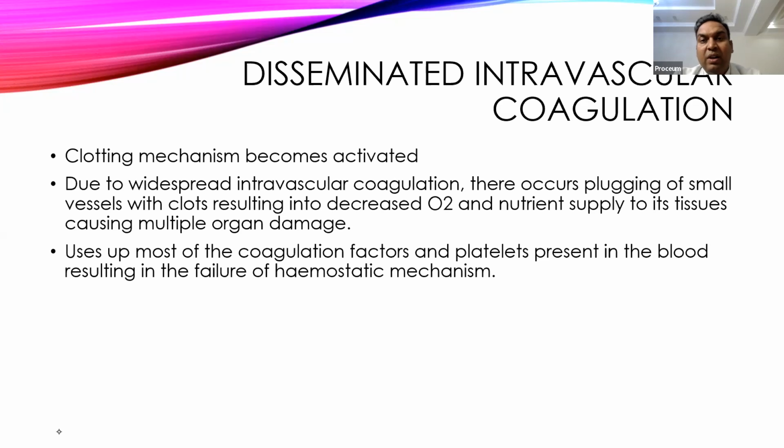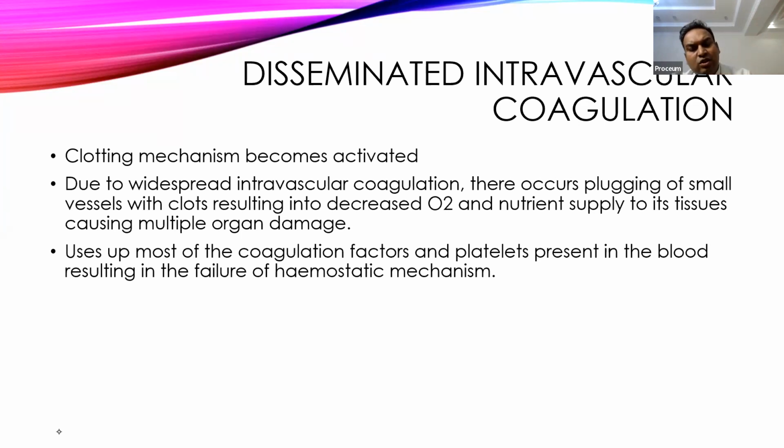And here is what happens. The tissue injury initiates the clotting mechanism. It causes blood coagulation at multiple sites, and more blood coagulation will keep on occurring. It will consume all the clotting factors. Small platelet plugs will be formed and lodge into multiple organs. So disseminated intravascular coagulation will be there.